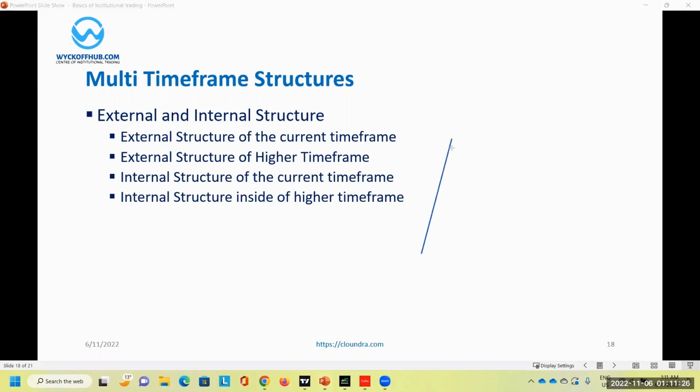When you see this impulsive move from this point to this point, this is our external structure. Any activity happening inside of this, until it breaks the previous low or the previous high, is considered the internal structure. The internal structure always gives you a hint when the market completes its pullback. This can happen in the lower time frame and this can happen in the current time frame as well.